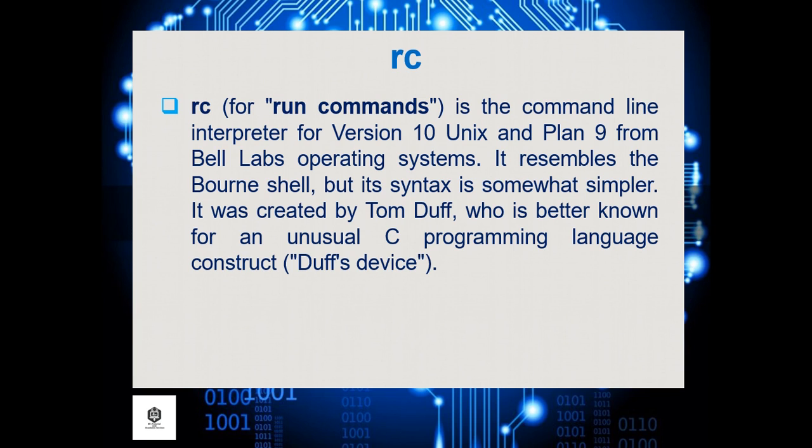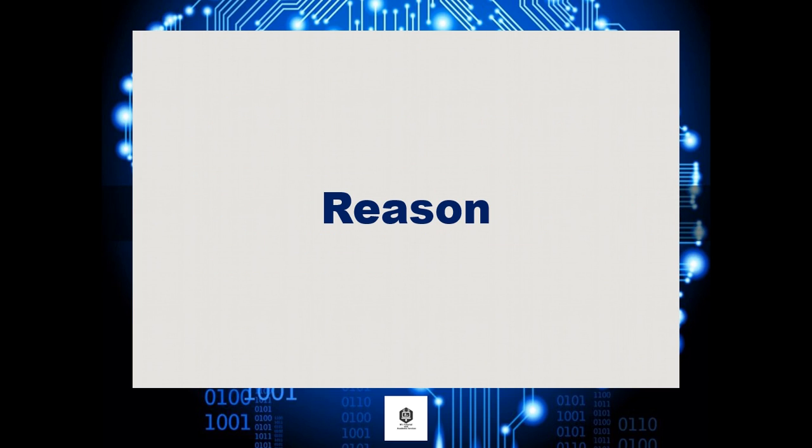1976. rc, for Run Commands, is the command line interpreter for version 10 Unix and Plan 9 from Bell Labs operating systems. It resembles the Bourne shell, but its syntax is somewhat simpler. It was created by Tom Duff, who is better known for an unusual C programming language construct, Duff's device.